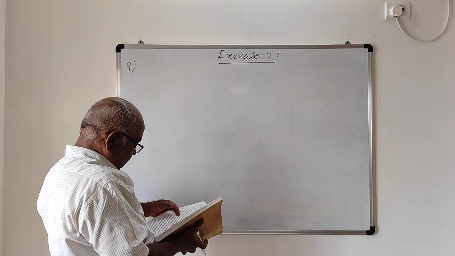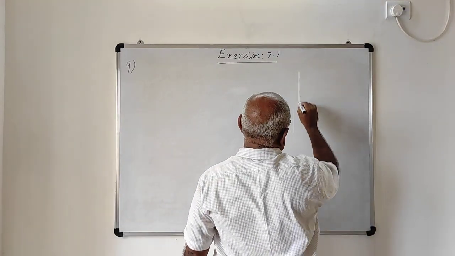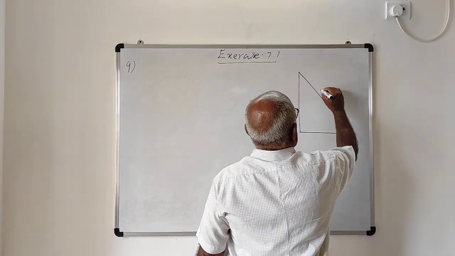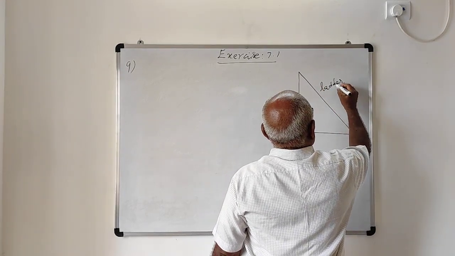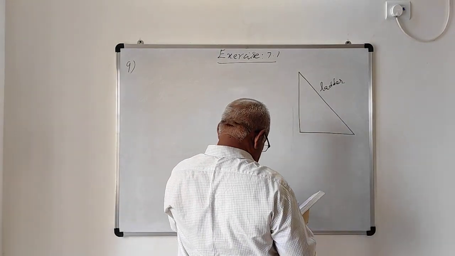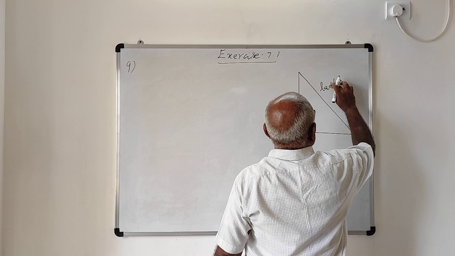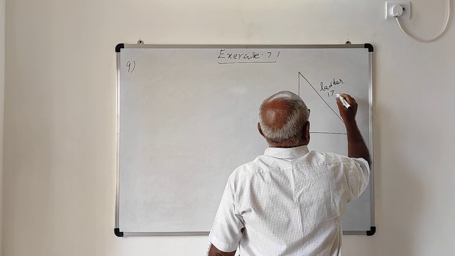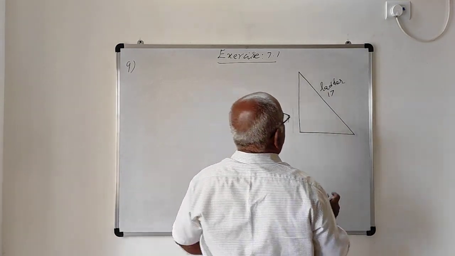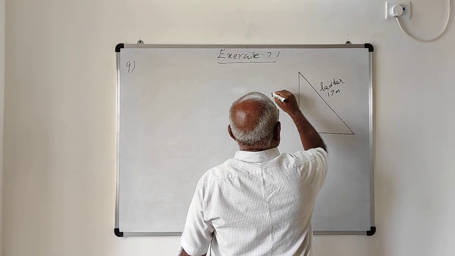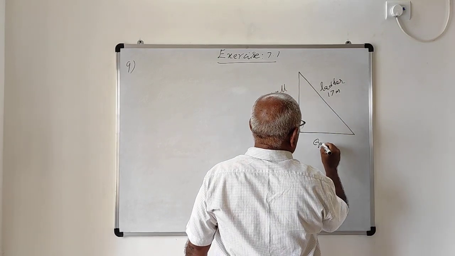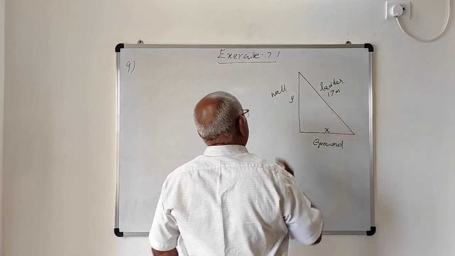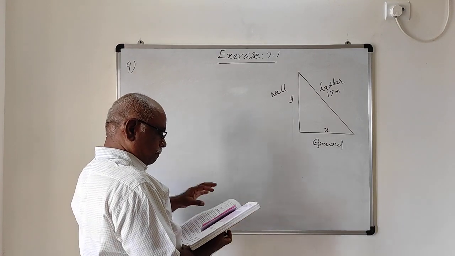A 17 meter long ladder is leaning against the wall. See, this is the wall and this is the ground. A ladder is leaning against the wall. This is the ladder whose length is 17 meter. This is the wall and this is the ground. You call the ground x and the wall y.